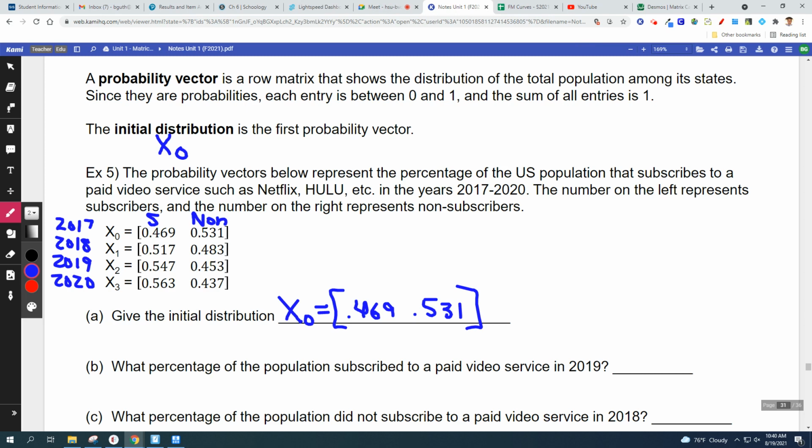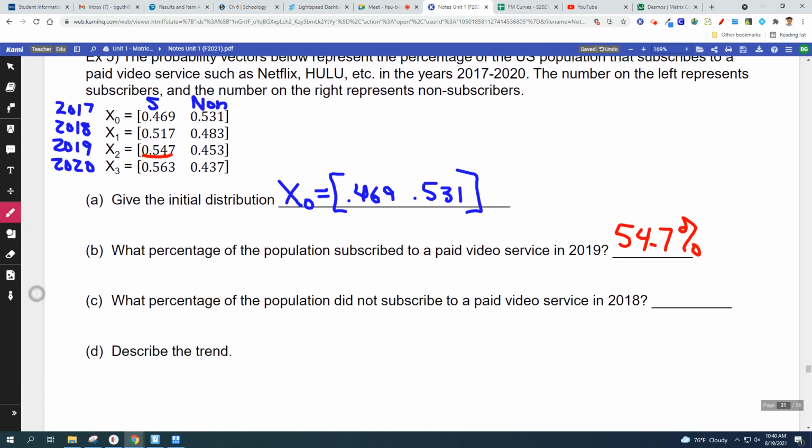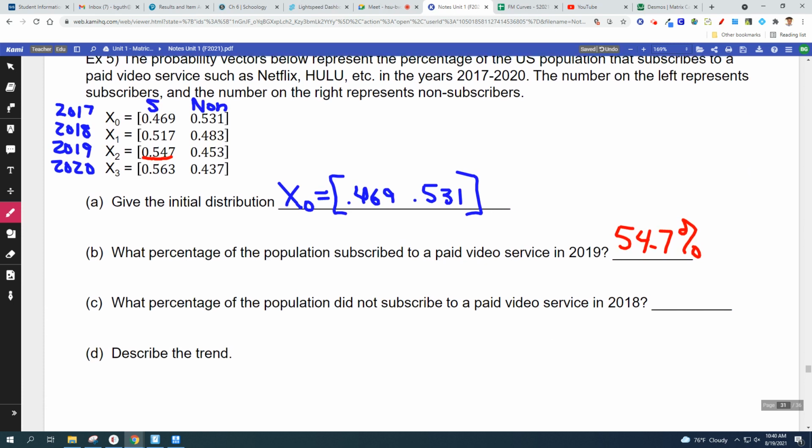So part B says, what percentage of the population subscribed in 2019? Well, they're talking about this number right there. That's the percentage that subscribed. So you can call it 0.547, or you can say 54.7%. Since they asked for the percentage, you could call it a percentage right there. Part C, what percentage of the population did not subscribe in 2018? So that's this number right here, 48.3. Or I'd be fine if you gave me 0.483.